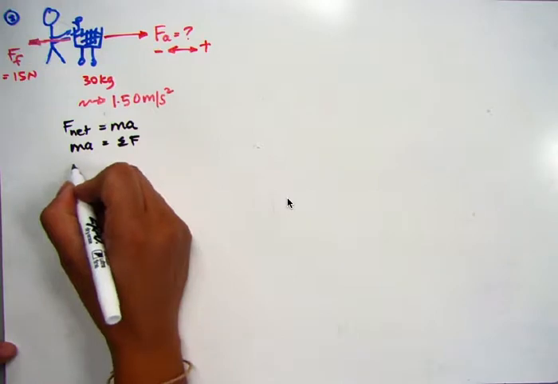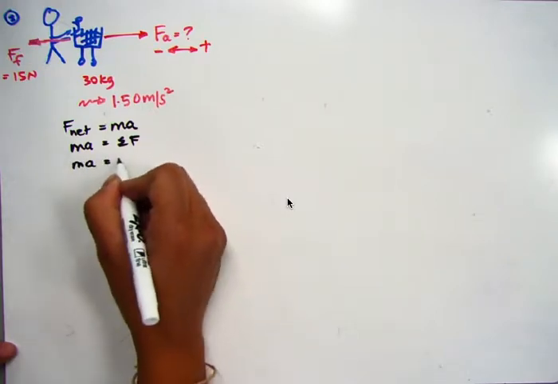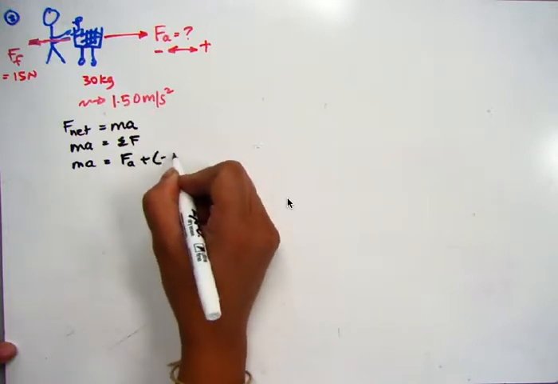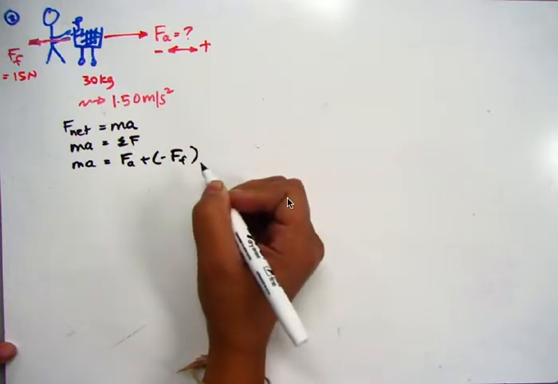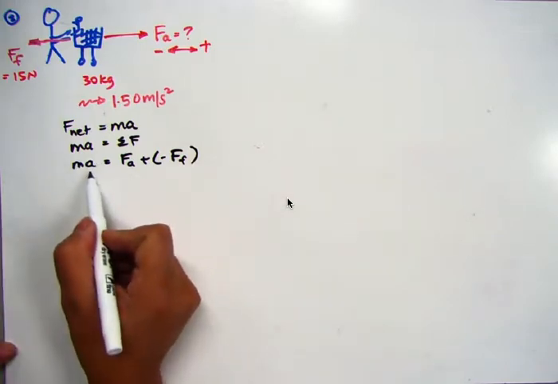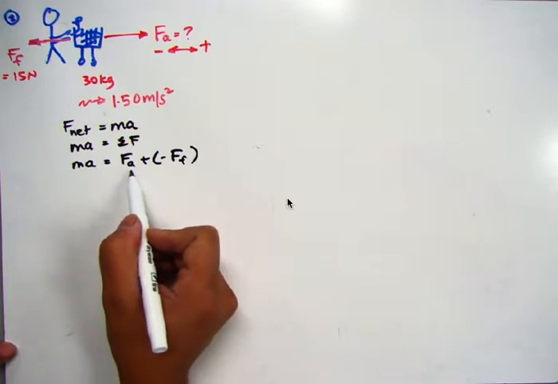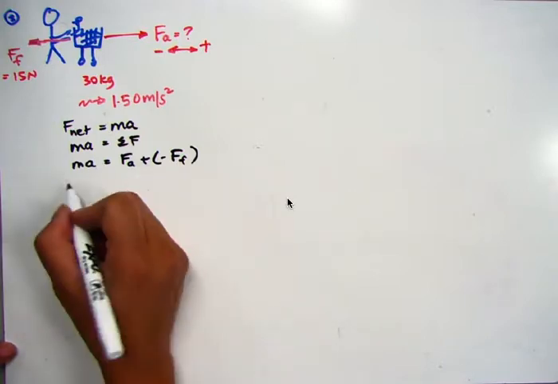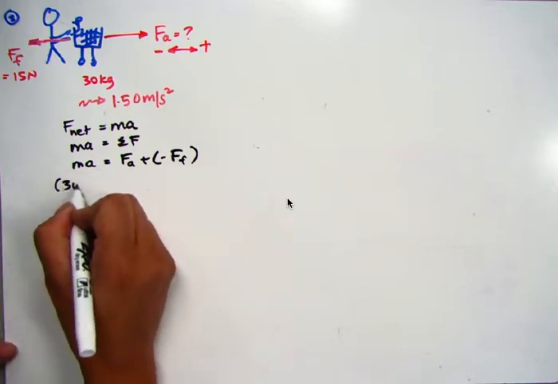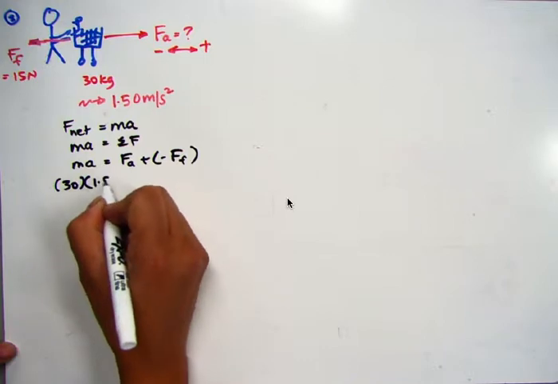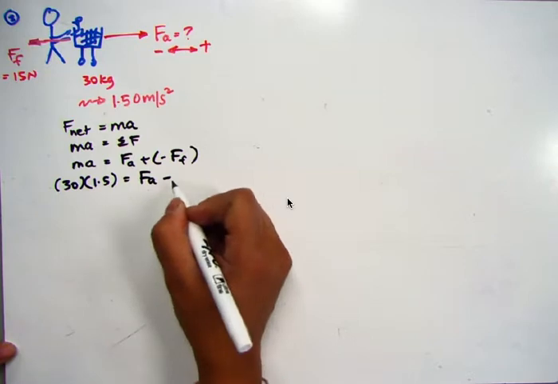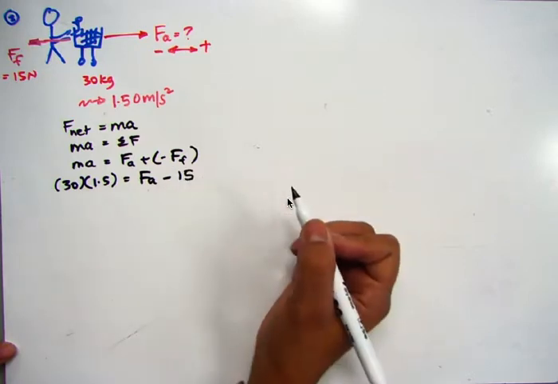So what are the sum of the forces in the horizontal direction? We have FA forward and friction, negative FF backwards, right? So now, what do we know here? We know the mass, we know the acceleration, we don't know the applied force, but that's our unknown, and we do know the force of friction. So now that we have generated our equation, we can substitute 30 kilograms times 1.5 meters per second squared equals FA, subtract, and then we have 15 for the force.